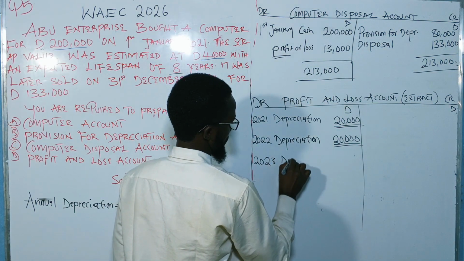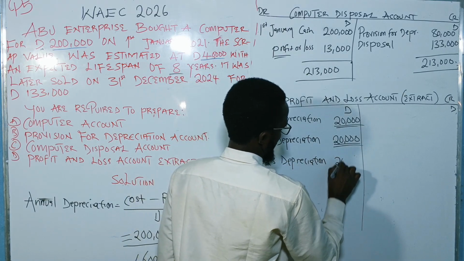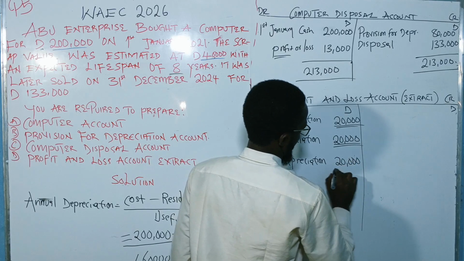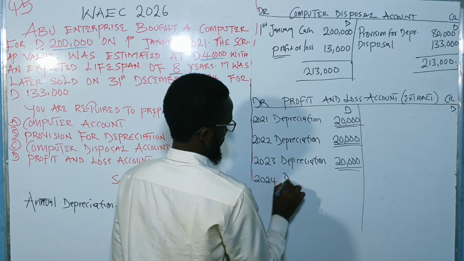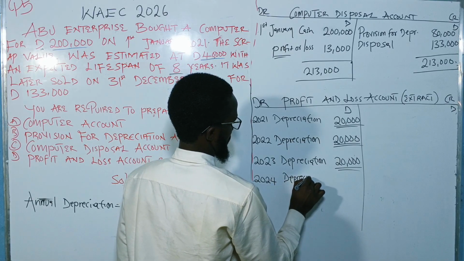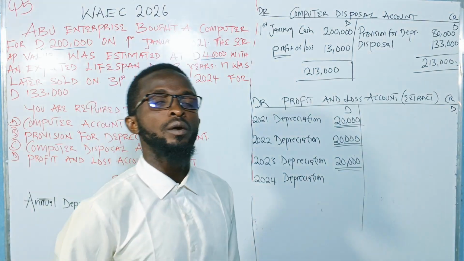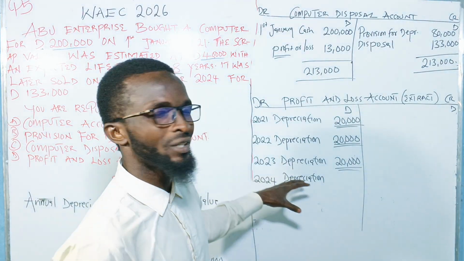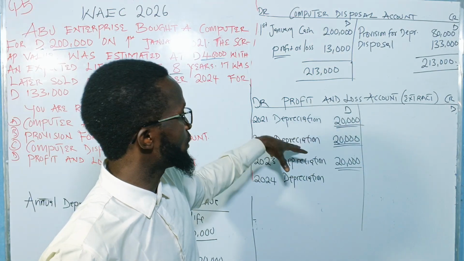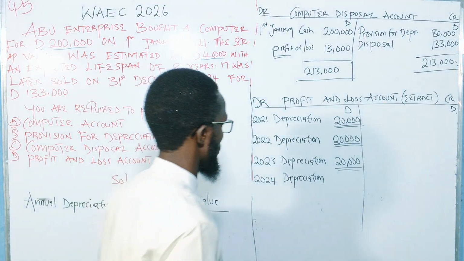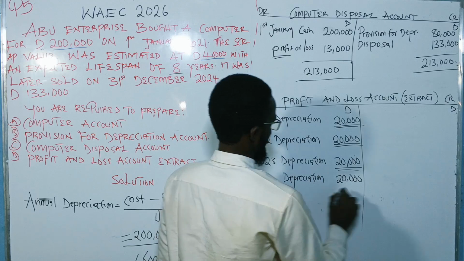2023 depreciation, 2024 depreciation. Remember, I told you what we had in our provision for depreciation account. This should be the corresponding entry. We credited provision for depreciation account with this amount. Now we are debiting profit or loss account with the same amount. So 20,000, 2024.